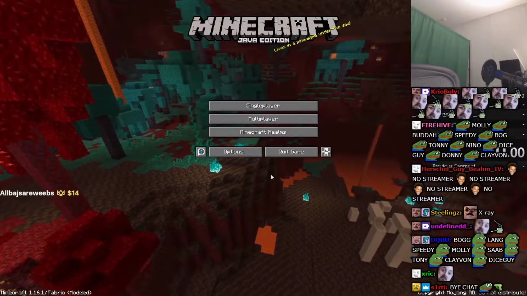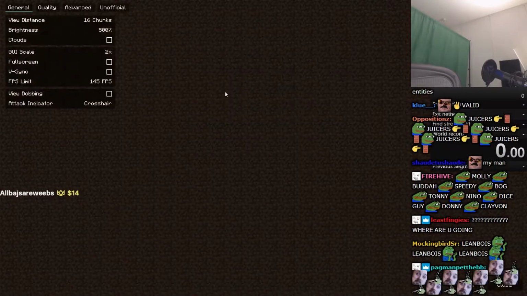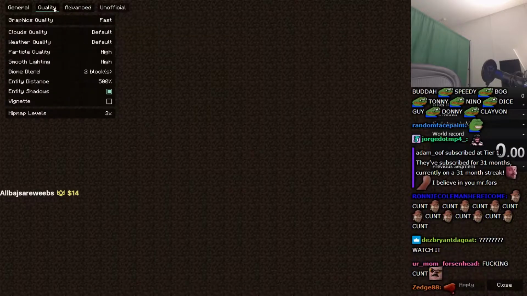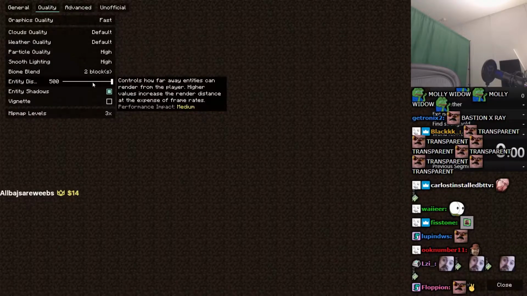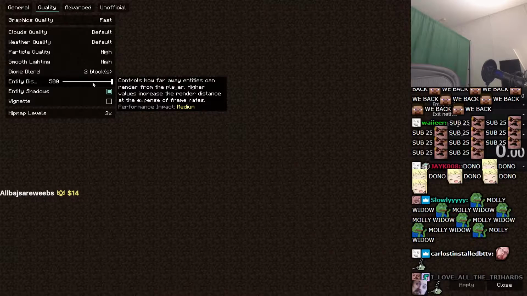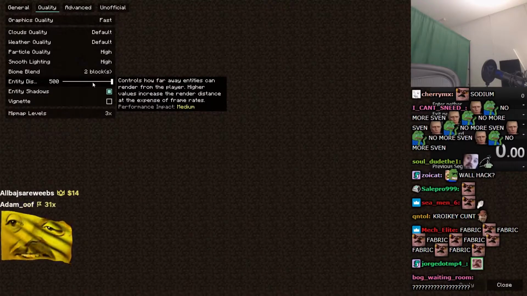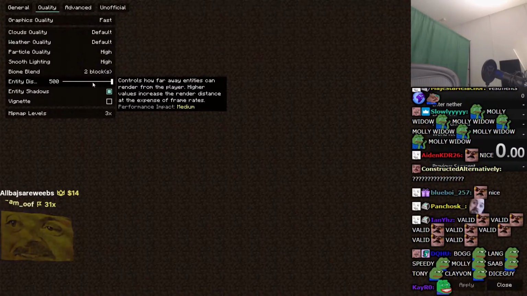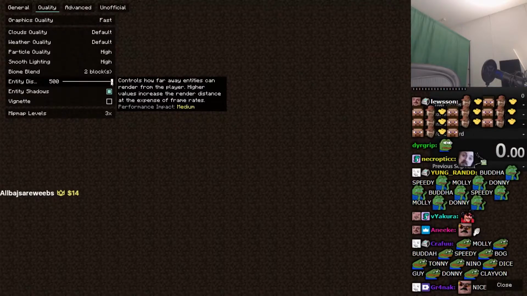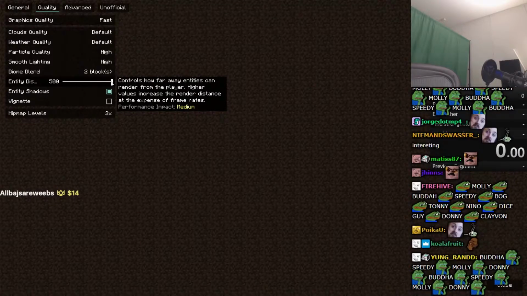So first of all, you want to increase your entity render distance to 500%. It'll look different if you're on a vanilla client, but this is a vanilla feature. You technically don't need it this high at 500%.